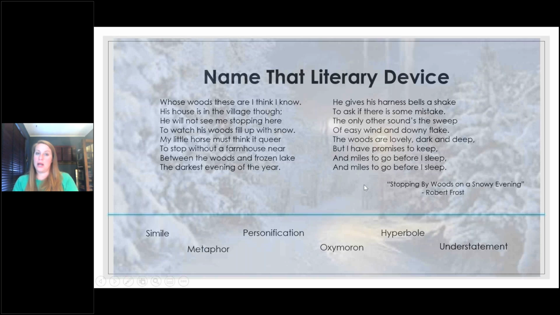All right, next one. So this is going to be the poem Stopping by Woods on a Snowy Evening by Robert Frost. Whose woods these are, I think I know. His house is in the village, though. He will not see me stopping here to watch his woods fill up with snow. My little horse must think it queer to stop without a farmhouse near, between the woods and frozen lake, the darkest evening of the year.